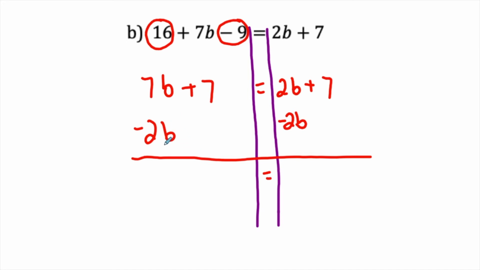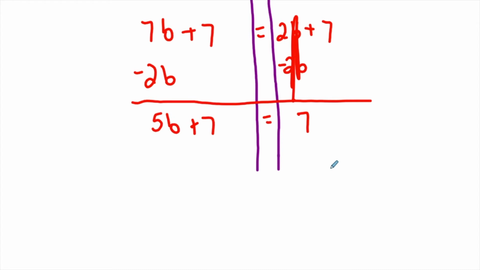So 7b minus 2b gives me 5b. Bring down the plus 7. Right-hand side, 2b minus 2b is 0. Those are gone. So I'm just left with 7. All right, now let's move the number. This is a positive 7. I'm going to move that to the other side by subtracting 7.